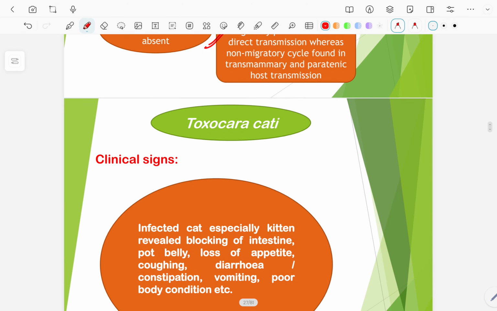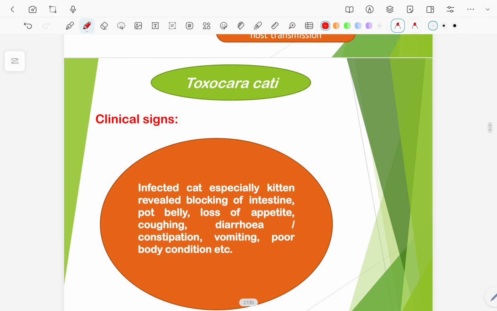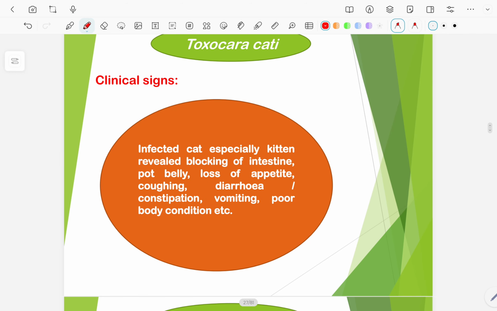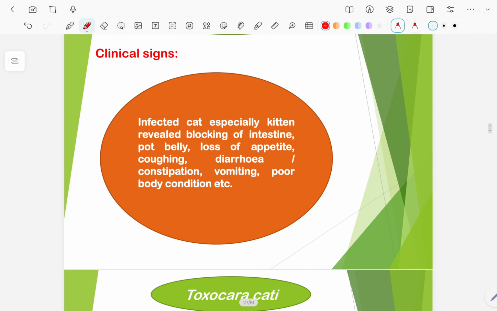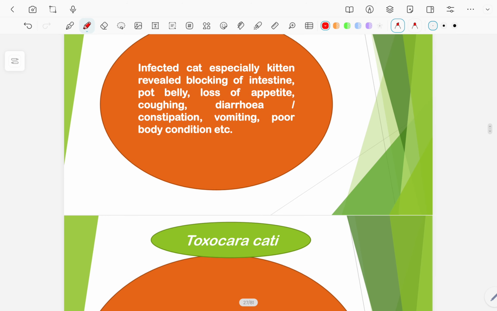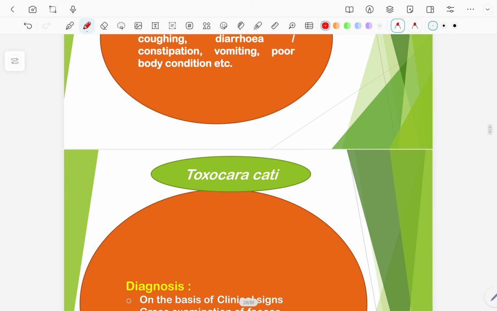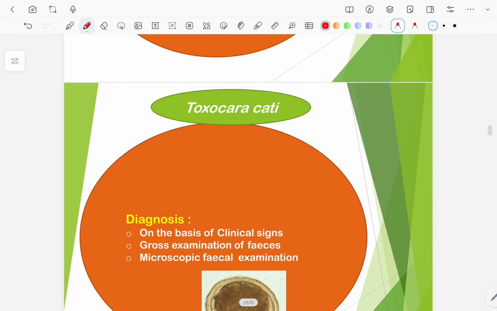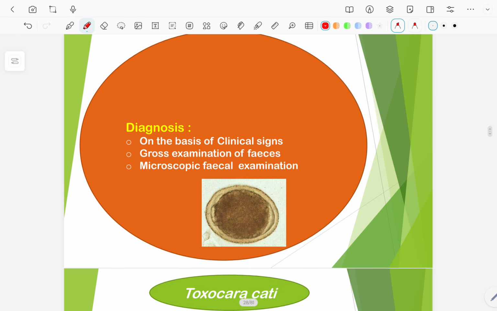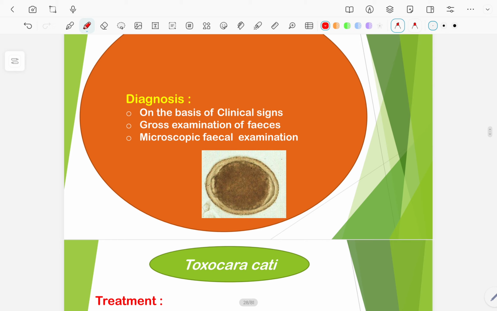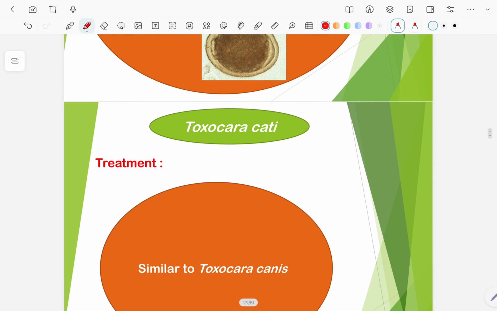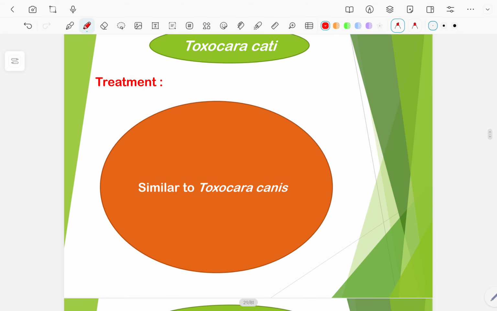Toxocara cati clinical signs. Infected cats, especially kittens, reveal blocking of intestine, pot belly, loss of appetite, coughing, diarrhea, constipation, vomiting, poor body condition, etc. Toxocara diagnosis on the basis of clinical signs, gross examination of feces, microscopic fecal examination. Toxocara treatment similar to Toxocara canis.